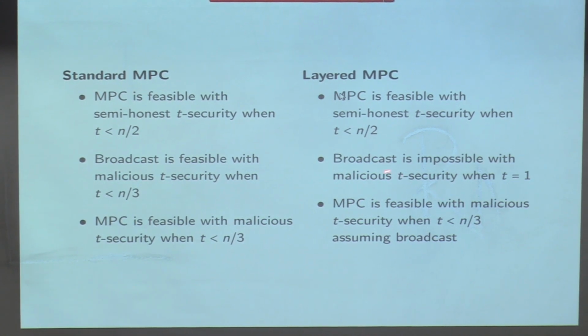But if you have broadcast, it turns out that you get the tightest result possible. That is, in MPC, you know that T less than n/3 is allowed. This is for general MPC. What I'm saying is that the primitive broadcast is impossible to realize in the layered setting, even for the weakest corruption threshold. But assuming broadcast, you can get general MPC with the same threshold as in the standard MPC. But you can't build one. Right, exactly. Good point.